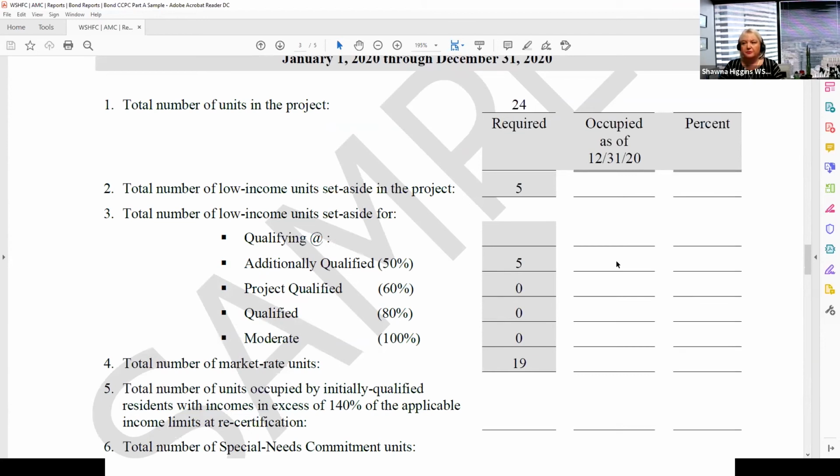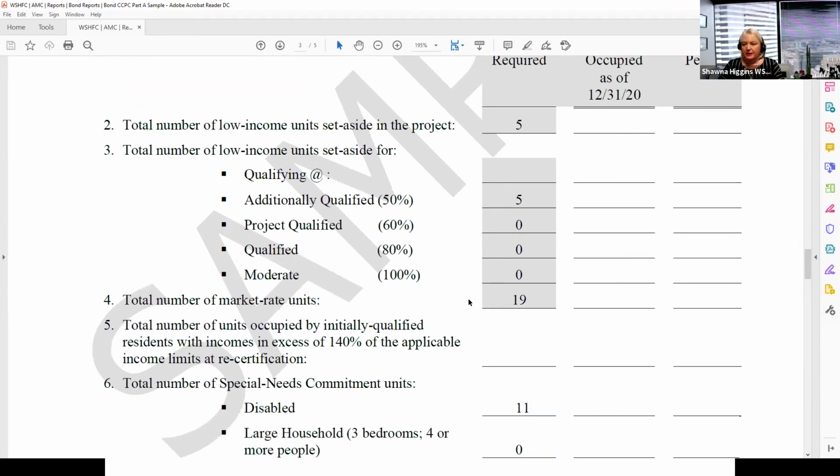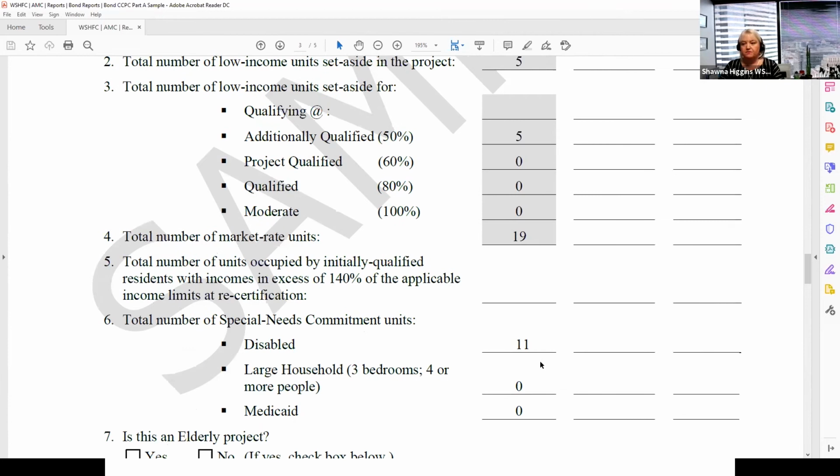So over here, you're going to tell us how many you have. All right. And then this shows how many market rate units you have. And then the total number of units occupied by initially qualified residents with incomes in excess of 140% of the applicable income limits at recertification. So you'll let us know that as well. And then that way we know that you guys are following the 140% rule.